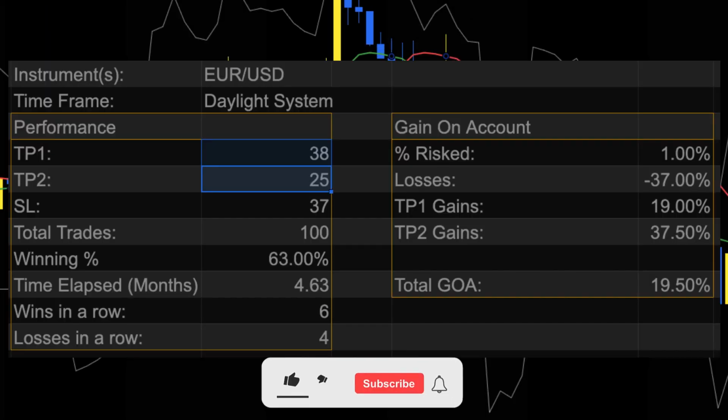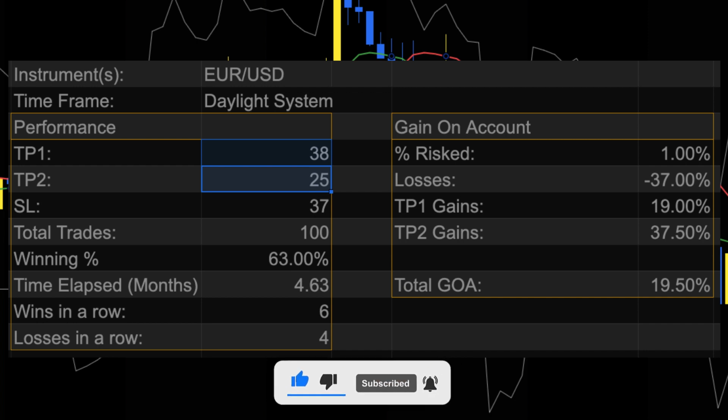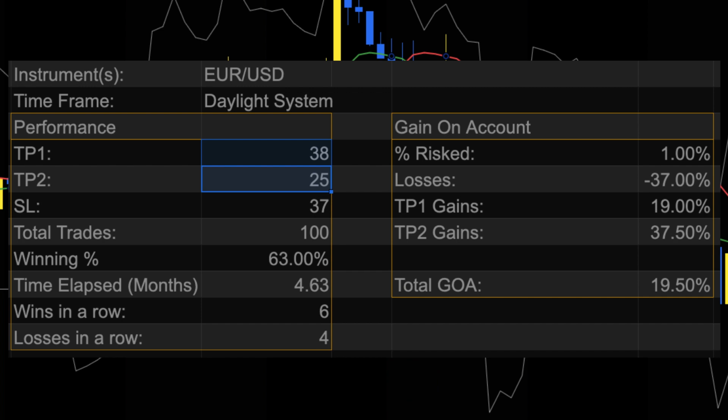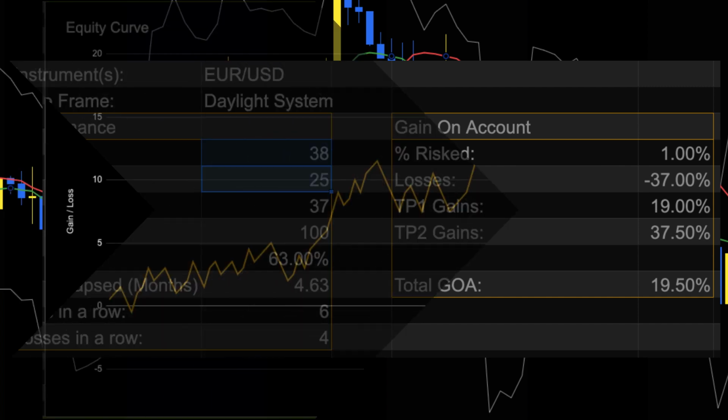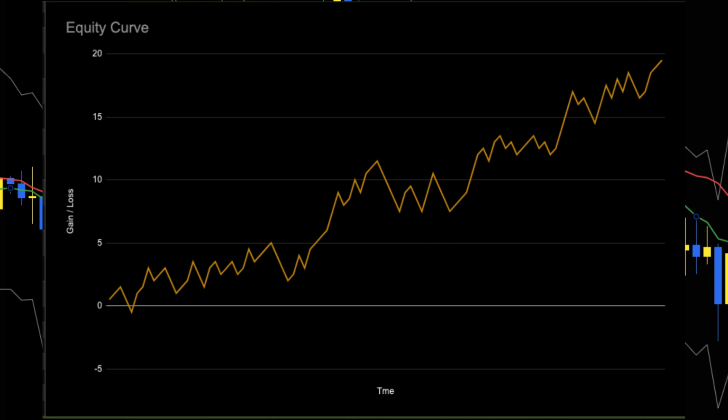Let's review the test data. This test was done on the Euro USD using 1-hour candles. It took 4.5 months to find the 100 trades. There were 38 that hit target 1 and then stopped out, and another 25 that hit target 2 at a 2-to-1 ratio. There were 37 losers for a winning percentage of 63%. Most consecutive wins in a row was 6. Most consecutive losses in a row was 4. The gain on the account was 19.5%, risking 1% per trade. The equity curve on here shows a choppy period at the start, followed by some impulsive positivity on the simulated account. More on that next.